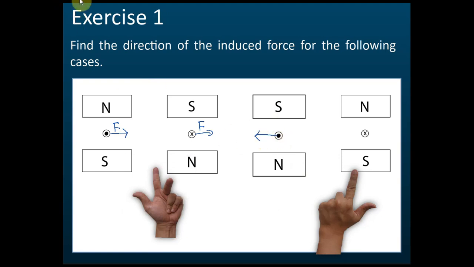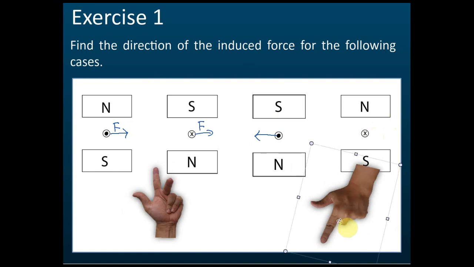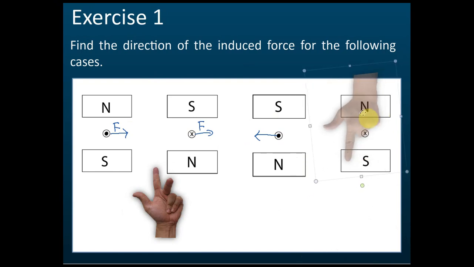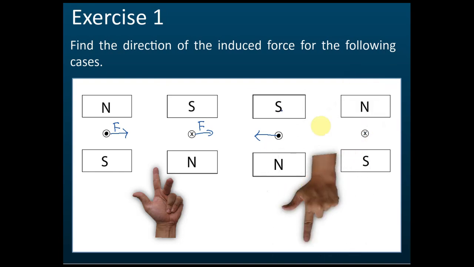The last one, okay, this one. The field is from north to south, so pointing downwards, and the current goes inside. So let's use this one, and then rotate it. Okay. So the current goes in, the field is pointing down, and then the force is to the left. So this shows the directions of the force.